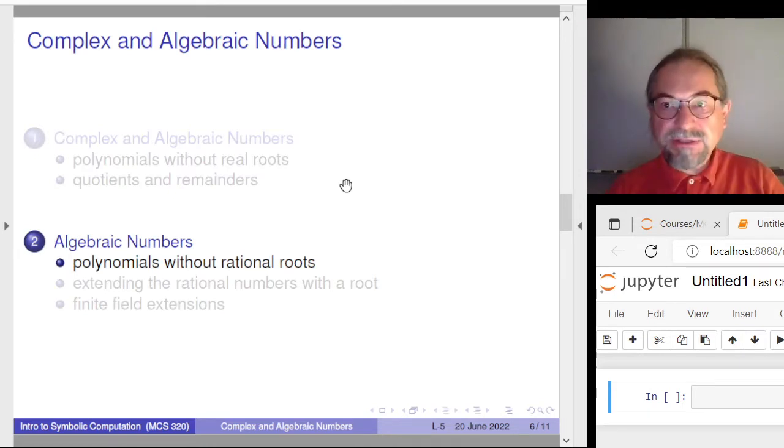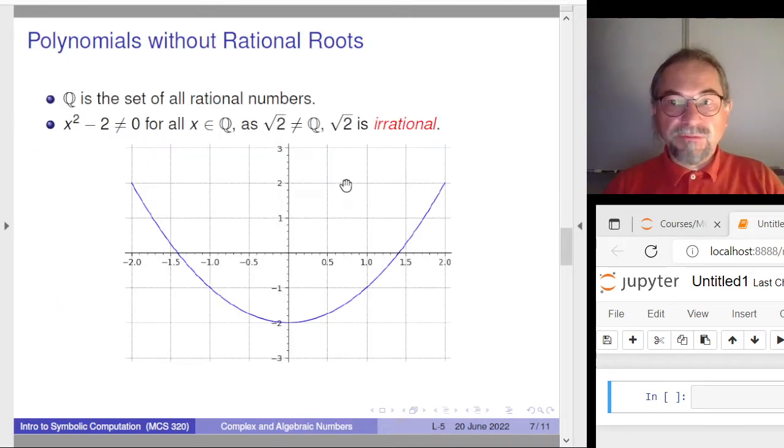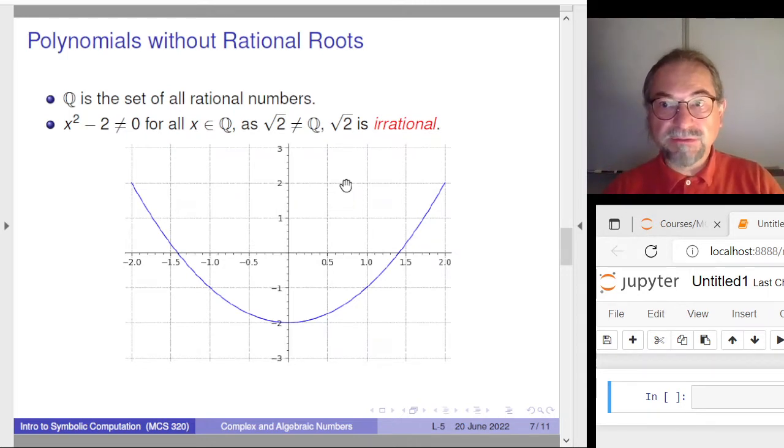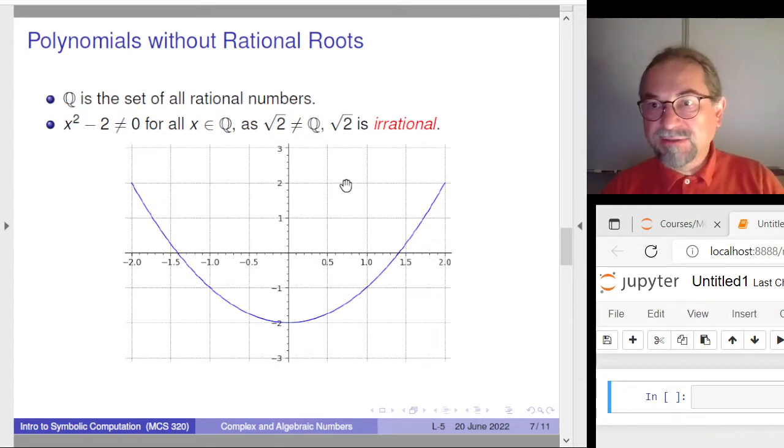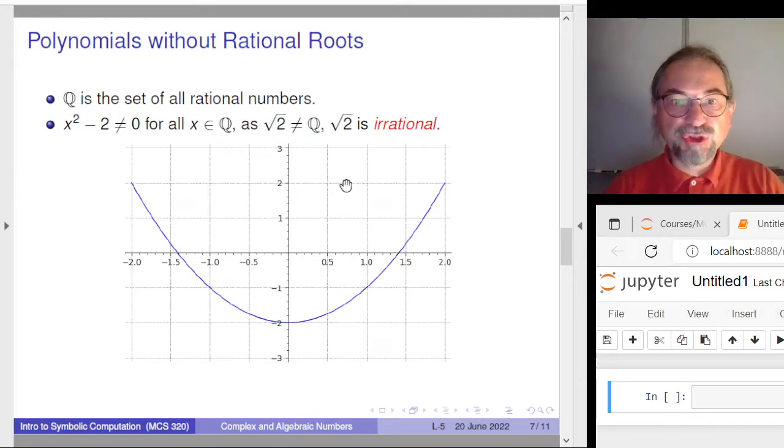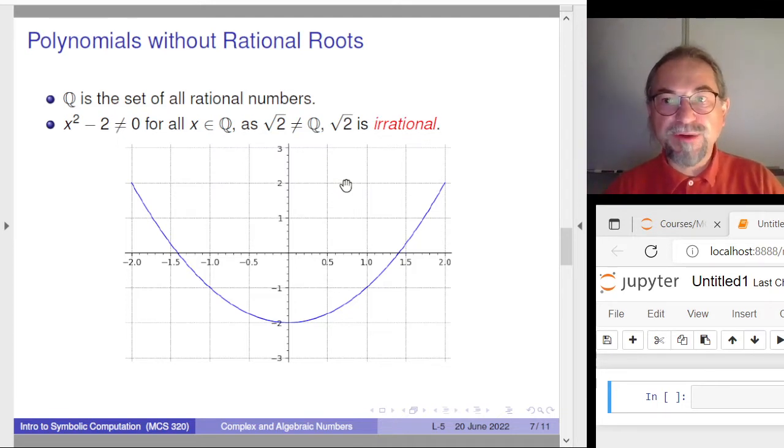What does this buy us? Well, we can also extend other number fields. So for example, we have the field of rational numbers. That's a field that in symbolic computation we often prefer because exact arithmetic has no round off. Then it's kind of troubling that x squared minus 2 has no rational root. The square root of 2 is an irrational number.